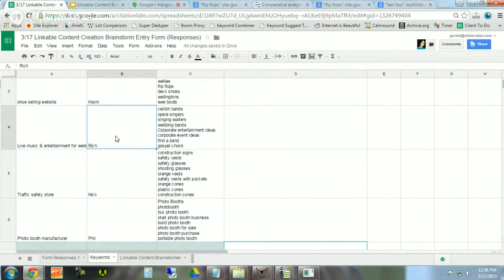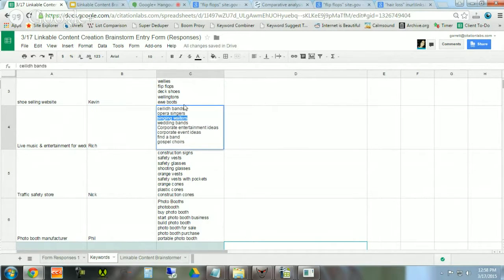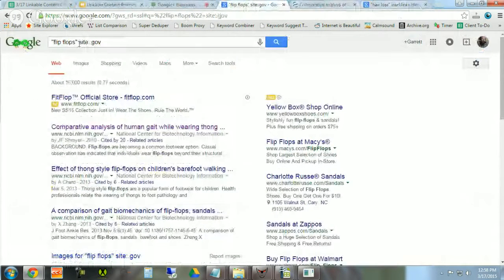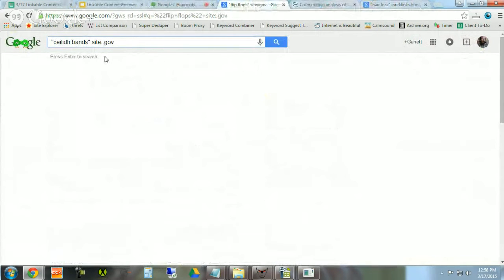I'm looking at, I don't even know what this is. I'm guessing it's maybe Celtic or Irish, maybe. But we're going to just see what happens. We're going to paste that in. Here we had flip-flops, and then we're going to do, is it .gov.uk or .uk.gov?